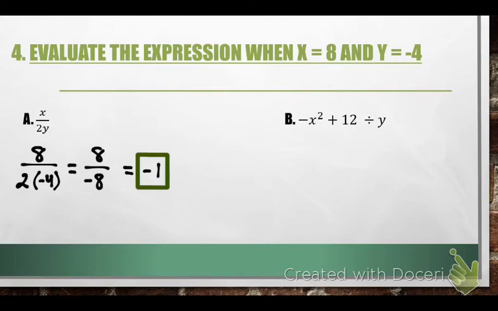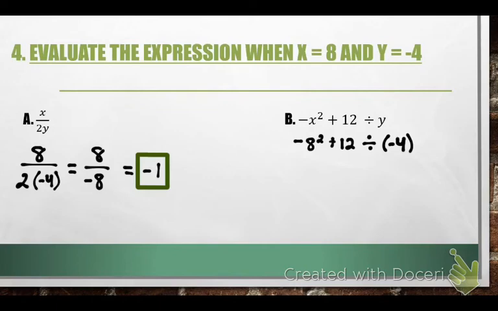Who would like to help me with problem B? All right, let me have Chris. First things first, what do I plug in for that x? 8. So I've got 8 squared plus 12 divided by, what do I plug in for y? Negative 4. Now I'm going to put it in parentheses there just so I know I am dividing a negative number. Chris, what do you think I should do first? Exponents.